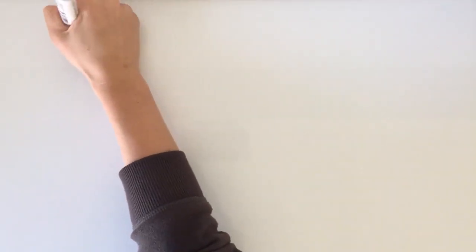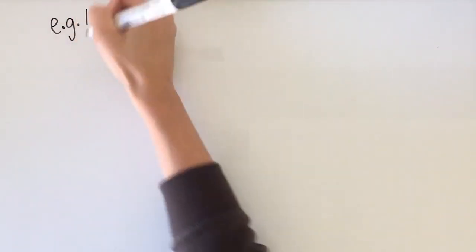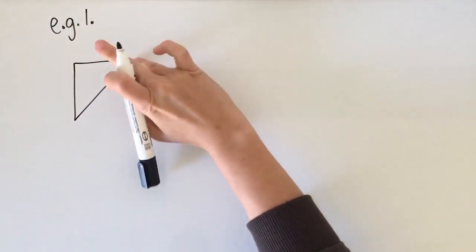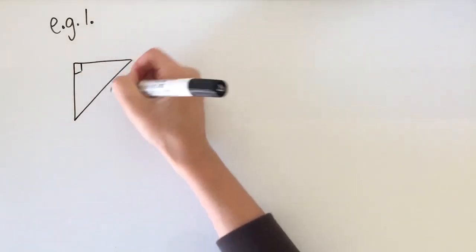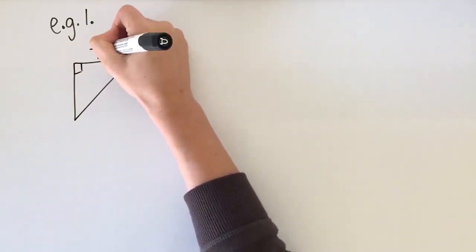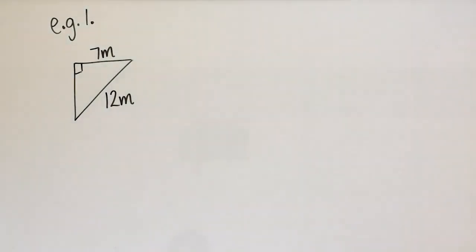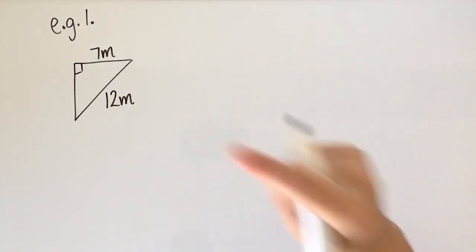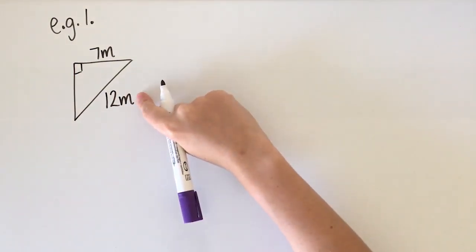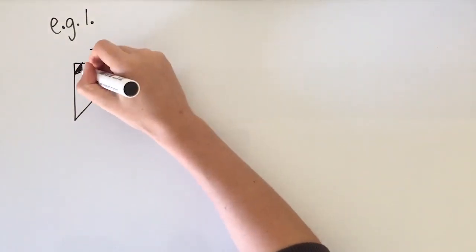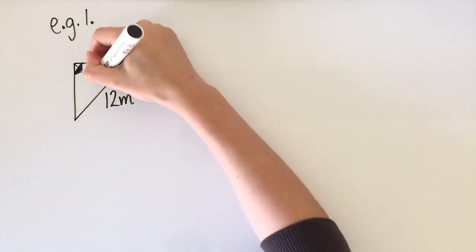Okay, so for our first example, we're going to have a triangle. You're going to be given a right angle. You're going to be given 7 meters here, and we'll make this 12 meters here. Right, so already you can see that there's a difference in the way that we've labelled the triangle. The difference being that we've been given the length of a hypotenuse. How do we know it's the hypotenuse? It's opposite the right angle, okay?